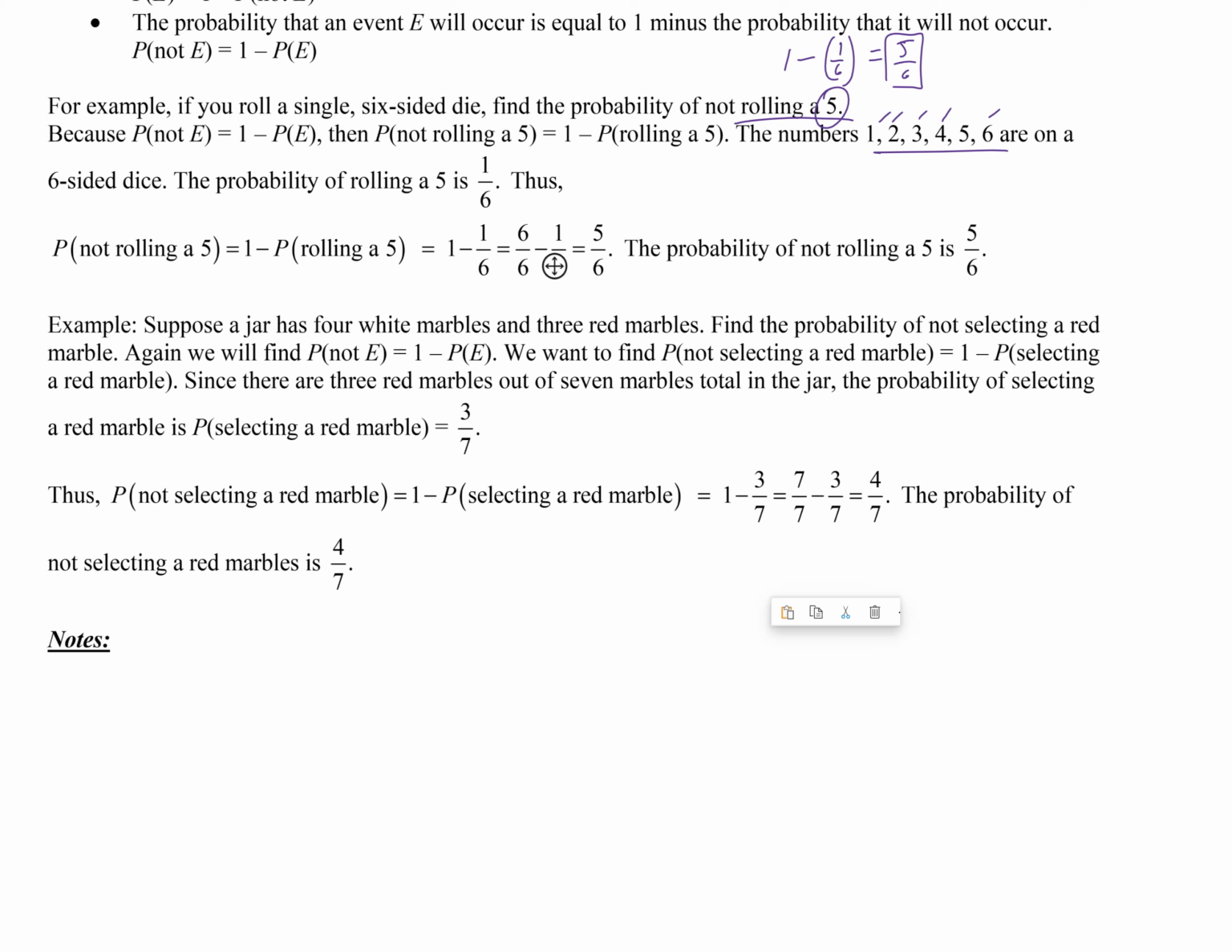And sometimes complements are the only way to do it. Even if you wanted to, you couldn't do it by counting out the favorable outcomes. So you have to take the non-favorable outcomes, divide that by the total, and then that's the probability that you're going to subtract from 1. Okay?